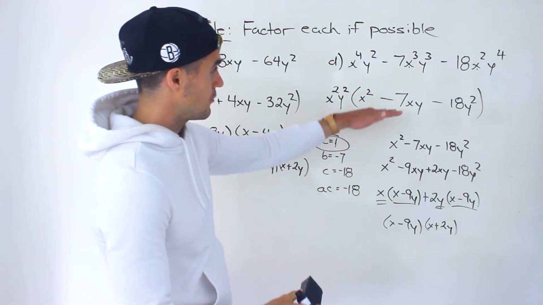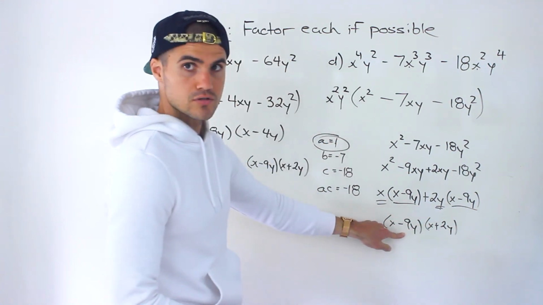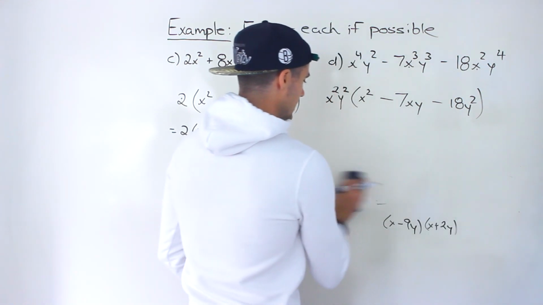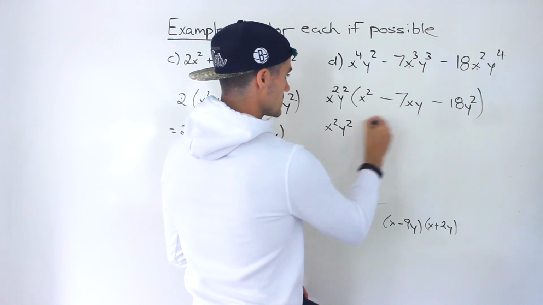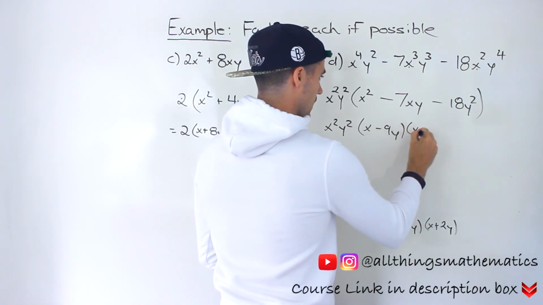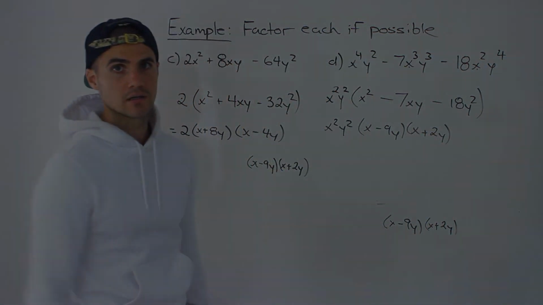So this bracket, which is this expression, factors into those two expressions. So what we would do, final answer, keeping our greatest common factor, this bracket factors into those two brackets, like that. So that ends up being the final answer.